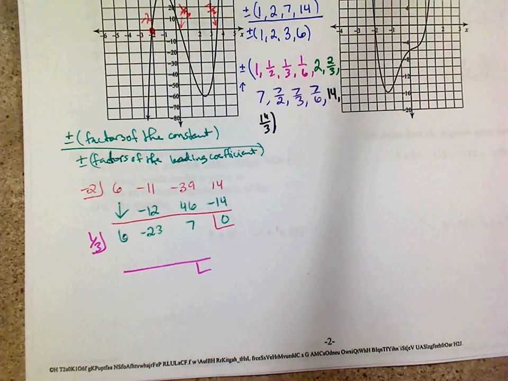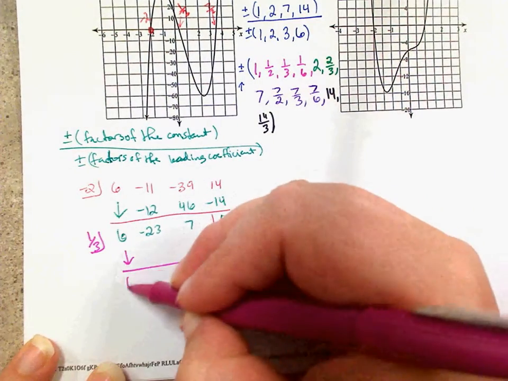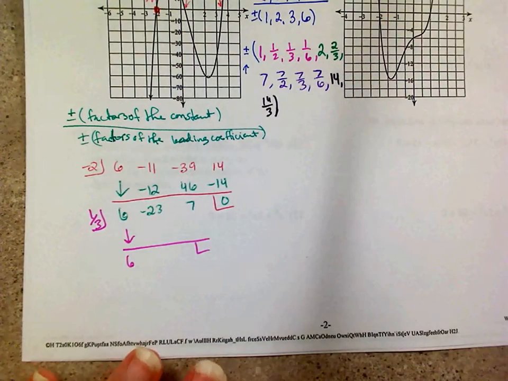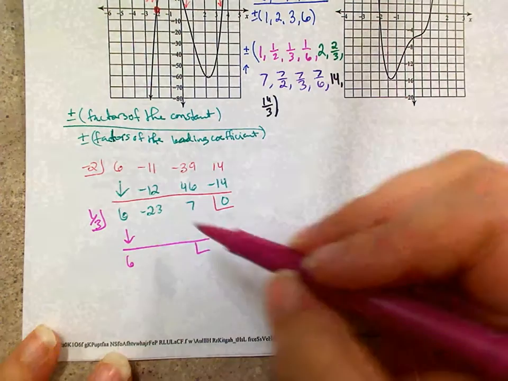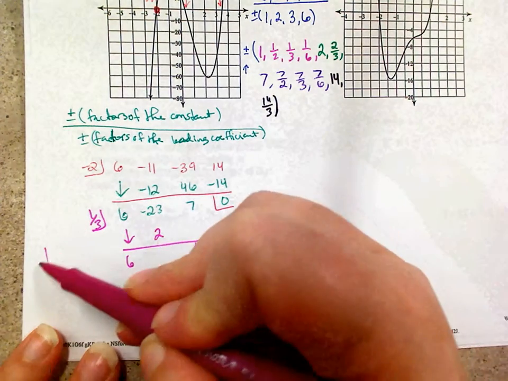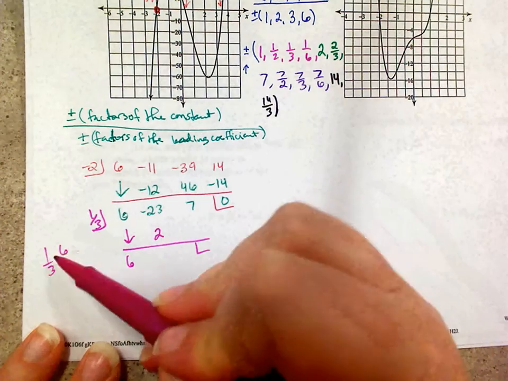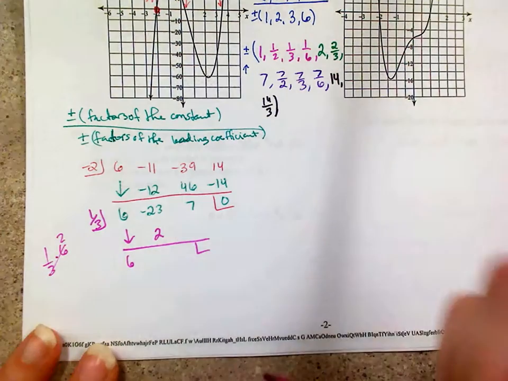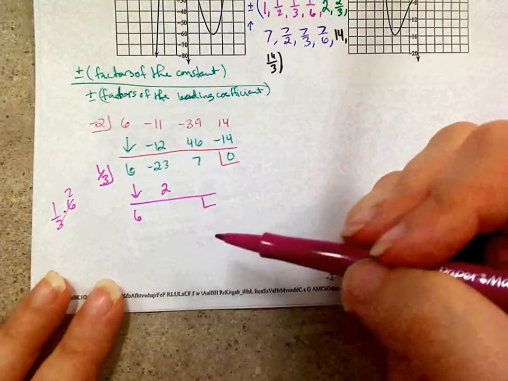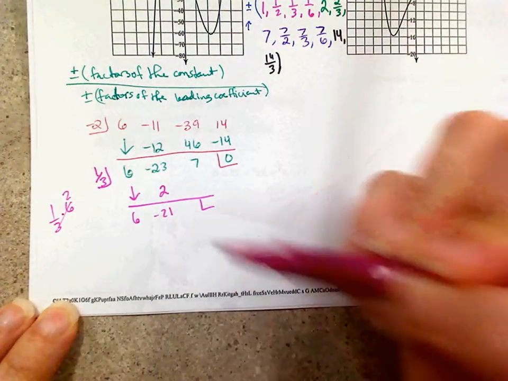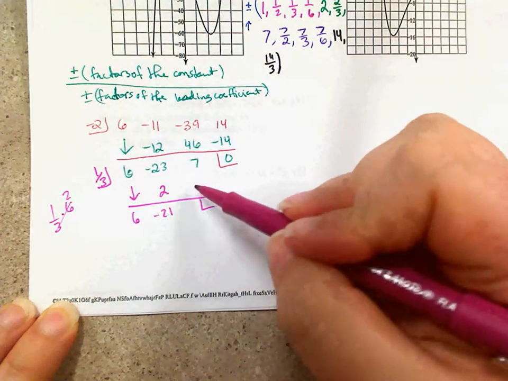Bring down the 6. What's 1/3 of 6? 2. And remember, you can do that by multiplying top. 1 times 6 is 6. 6 divided by 3 is 2. Or just do that. What's negative 23 plus 2? Negative 21. And what's 1/3 of negative 21? Negative 7.